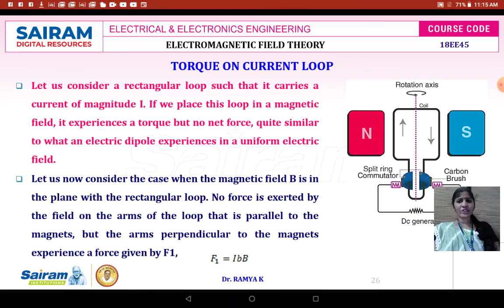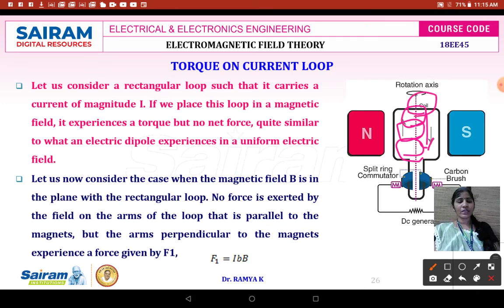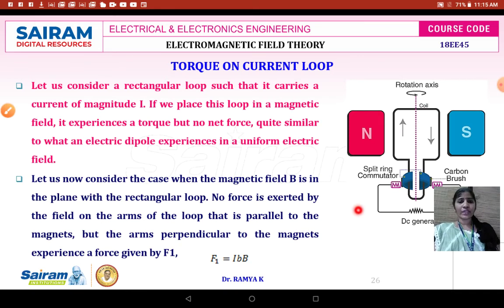The direction of the current is shown over here. To the direction of the current, the field is perpendicular. So the direction of the field will be perpendicular around the axis of the rotation. Now, you can consider this rectangular loop carrying a current of magnitude I. If you place this loop in between the magnetic field, it experiences a rotational torque. But the net force exerted will be equal to 0.